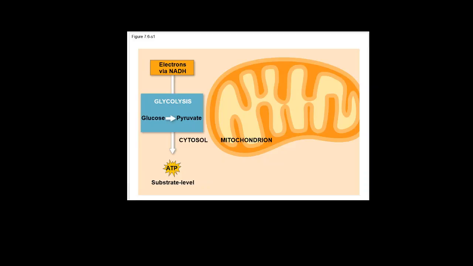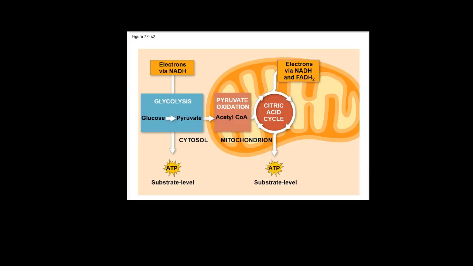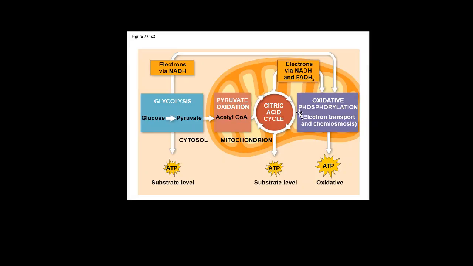In the next three slides, there's a figure, and these are the color coding. The very first one, glycolysis, creates substrate-level ATP. Then pyruvate oxidation makes more substrate-level ATP, and then the citric acid cycle, also known as the Krebs cycle, happens. But there are still some electrons that are carried by NADH and FADH2. And the last one is oxidative phosphorylation.